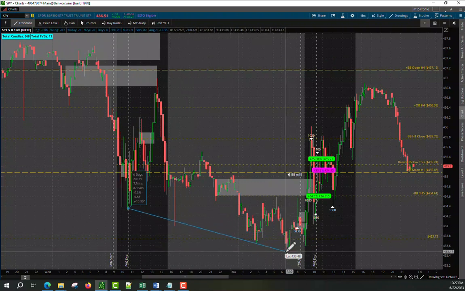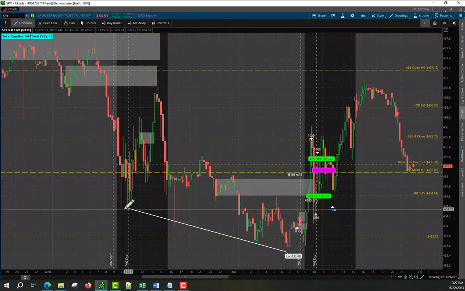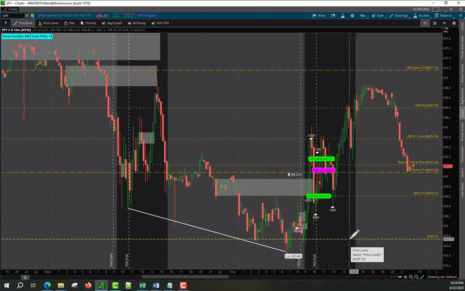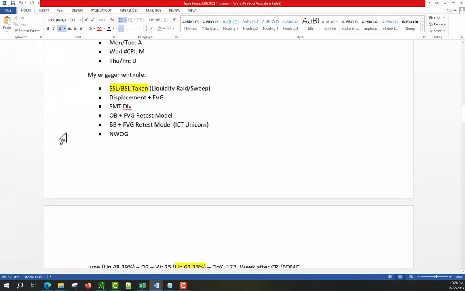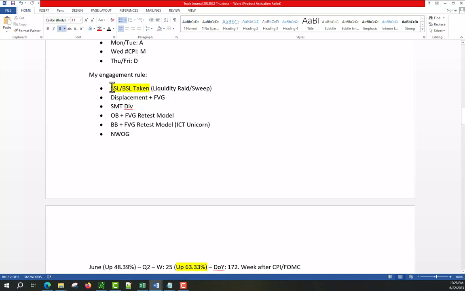So basically the sell-side liquidity was taken. One of our rules of engagement is that we will check the trade when the buy-side or sell-side liquidity is taken. Here's our rule of engagement: buy-side or sell-side was taken, in other words a liquidity sweep or raid. Then we see the fair value gap and the divergence. Then we check the trade.